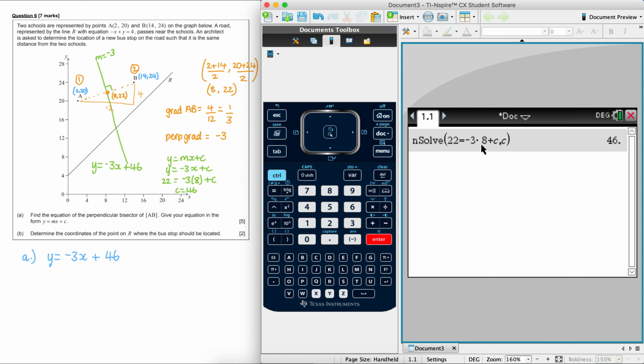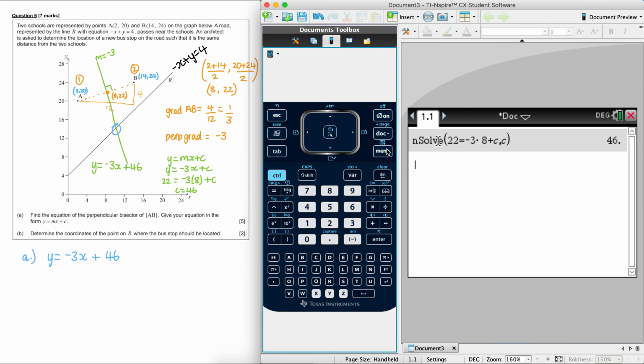And then the second part is to find where the bus stop should actually be located. So that's the intersection. And if it was me, I think I would probably graph that on my GDC to find the intersection, because you're told in the question that the line R, or the road, actually has the equation minus x plus y equals 4. So you are told that information, it's just not labelled on your graph. So let's put that on here. So minus x plus y is equal to 4. So I'm looking for that point where the two intersect from one another.